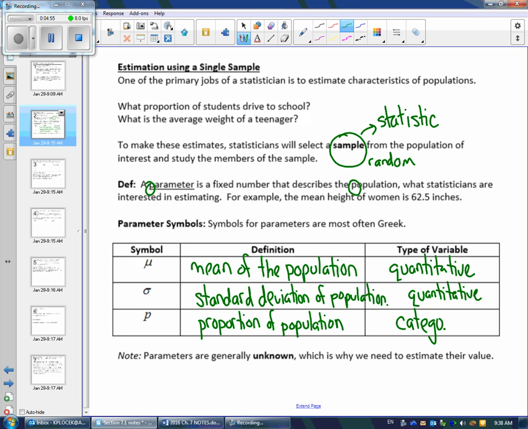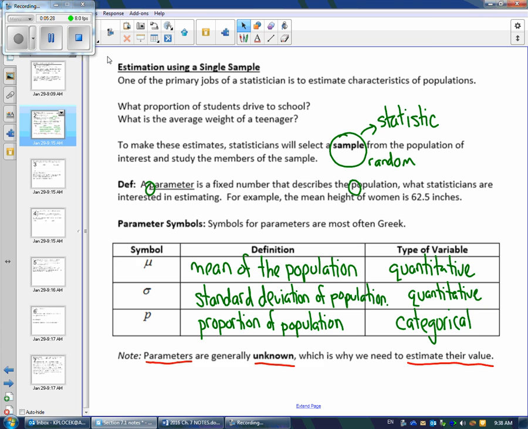In other words, we can estimate things about our population using either quantitative variables or categorical. Parameters are generally unknown, which is why we need to estimate their value. And it's what the world wants to know. It's what your politicians want to know. It's what all the big bosses want to know. They want to know exactly what it is, but it's impossible to know. So they call in the statisticians and they estimate the value.